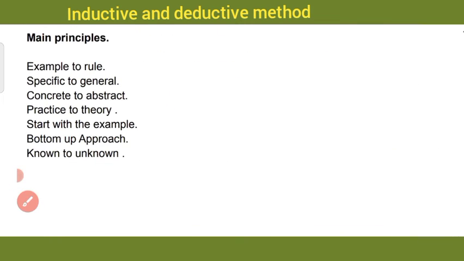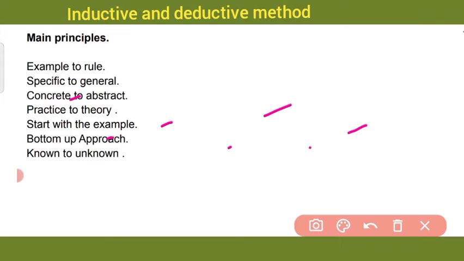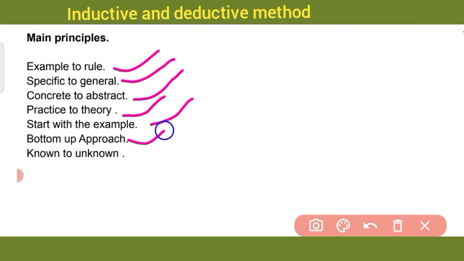Okay, let's see a few principles of inductive method. It starts from examples to rules. First, the teacher is not going to give a rule or explain anything, but directly gives examples to students, and after that the teacher will give the rule. Then: specific to general, concrete to abstract, practice to theory, start with example, known to unknown. So it is basically a bottom up approach.